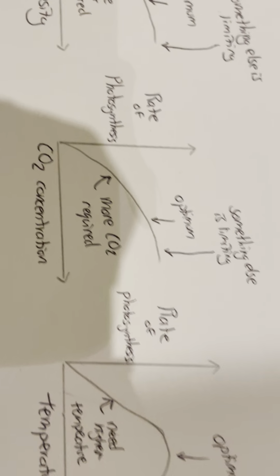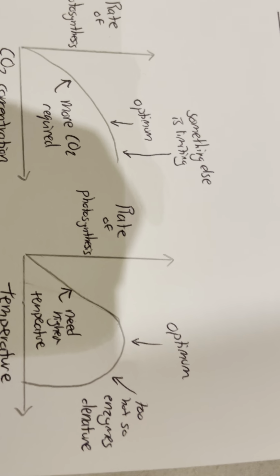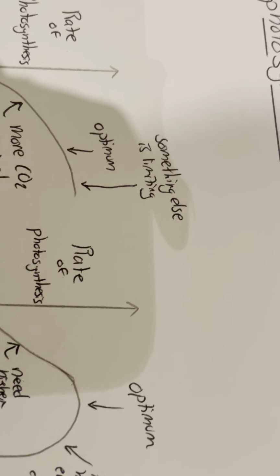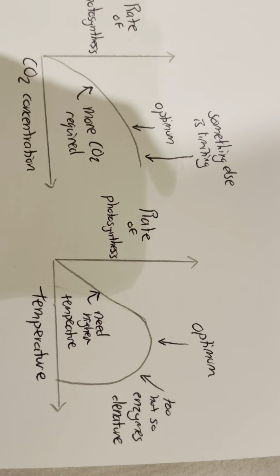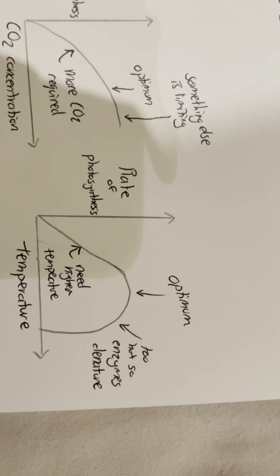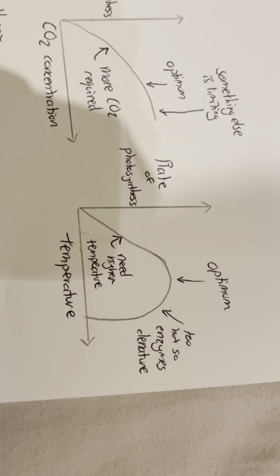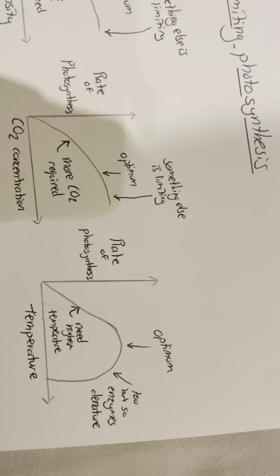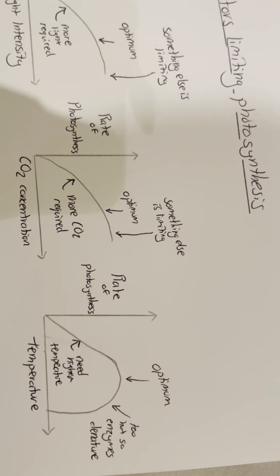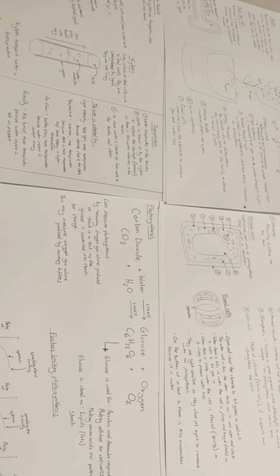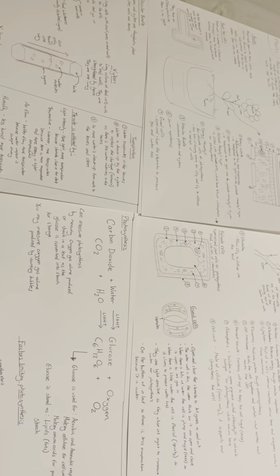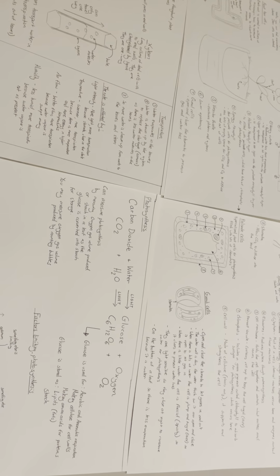Temperature is different to these, however. You need more temperature. It goes up until an optimum. That is where you get the most photosynthesis for the temperature. And then it drops off because it's too hot, so the enzymes denature and photosynthesis can no longer occur. That's a quick overview of everything plants for now.